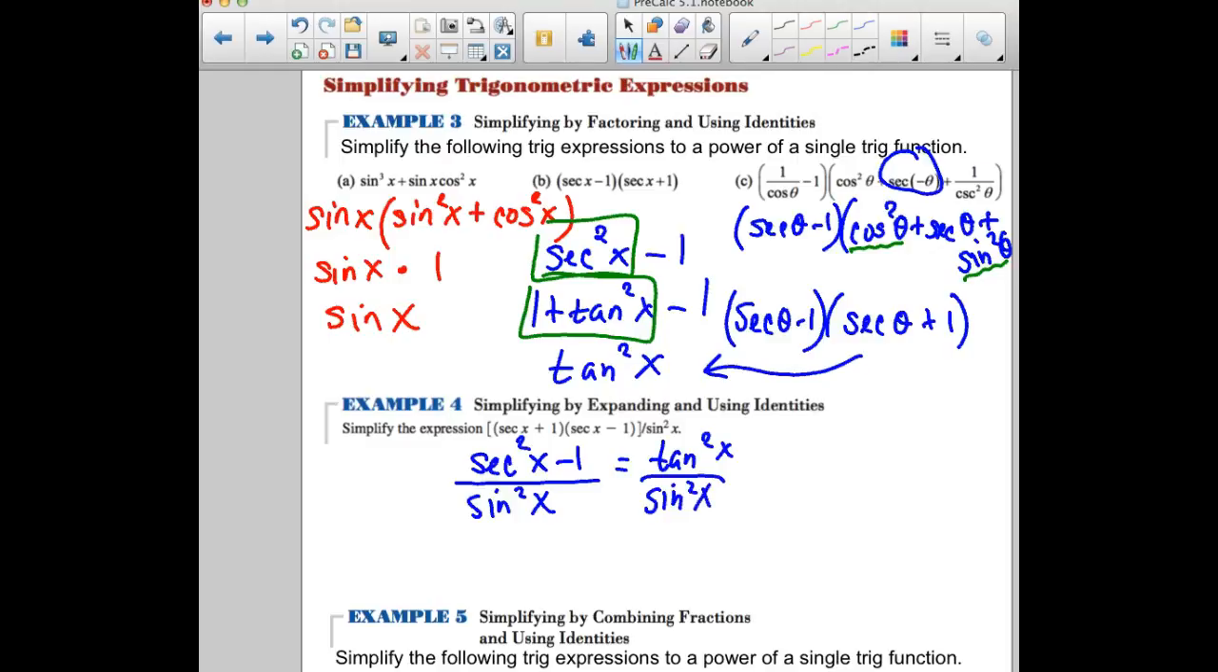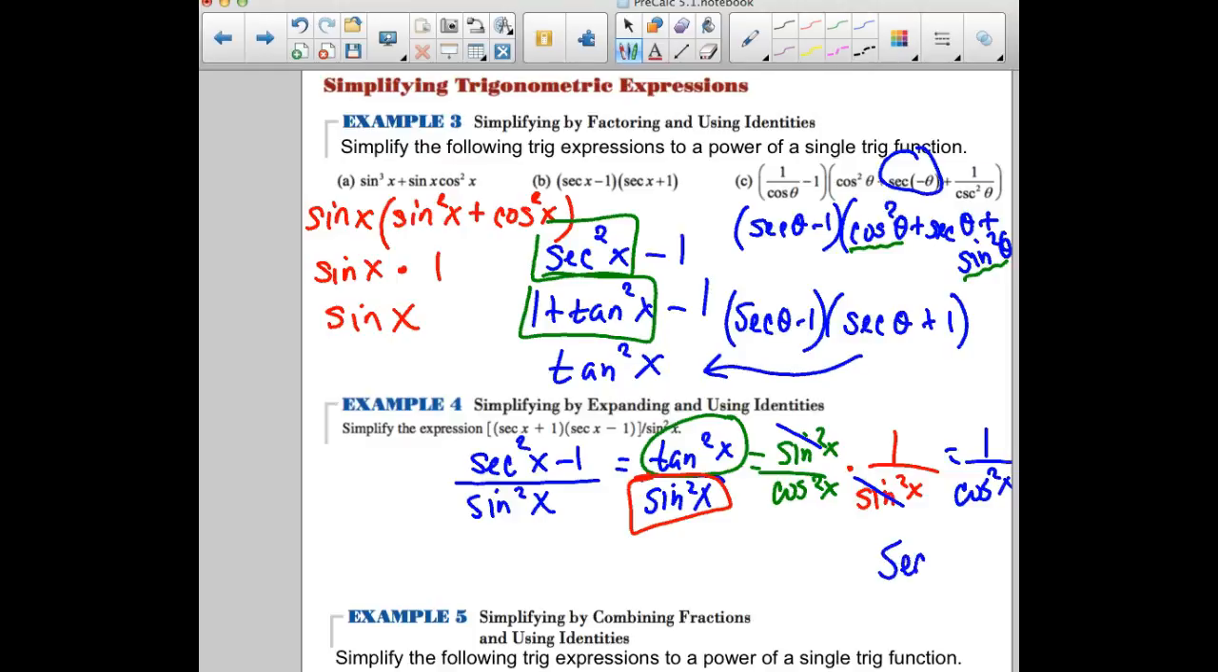And tangent squared is defined to be sine squared over cosine squared. So this is going to turn into sine squared over cosine squared. And this, being on the bottom, is the same as saying I'm multiplying by 1 over sine squared, keeping it on the bottom. And then our sine squareds will drop out. So we end up with 1 over cosine squared of x, and that is defined to be secant squared.